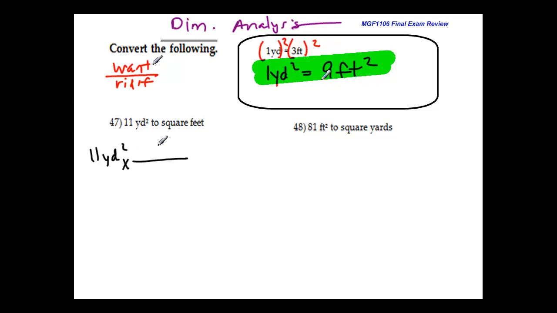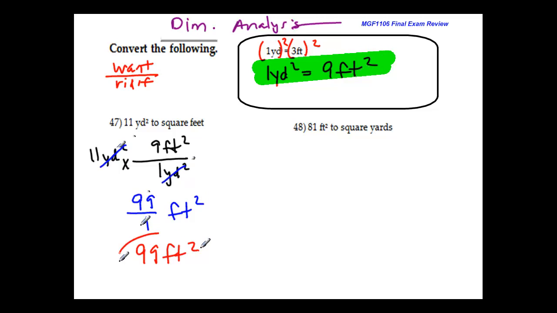We want square feet, so the 9 feet squared go in the numerator. The 1 yard squared goes in the denominator. Very important. Check to make sure that these units cancel exactly. A yard does not cancel a yard squared. They have to match exactly. 11 times 9 is 99. 99 divided by 1 gives me an answer of 99 feet squared. Did not have to round anything. Units are very important. To use dimensional analysis, the units must cancel exactly.